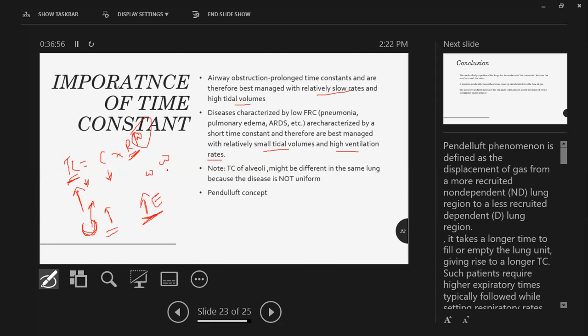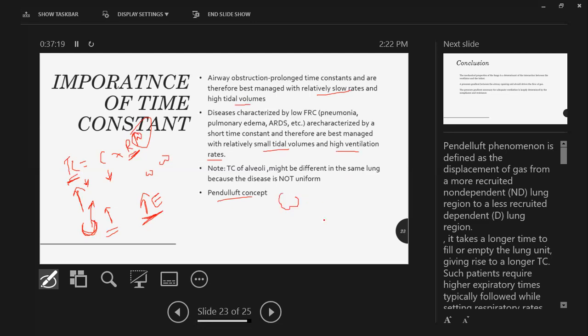The time constants for alveoli might be different in the same lung because the disease process affecting the lung may not be uniform. That is what the Pendelluft concept means. Pendelluft is the displacement of gas from a more recruited non-dependent lung region to a less recruited dependent lung region. So imagine two alveoli.